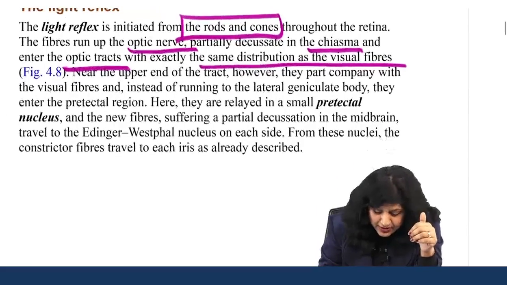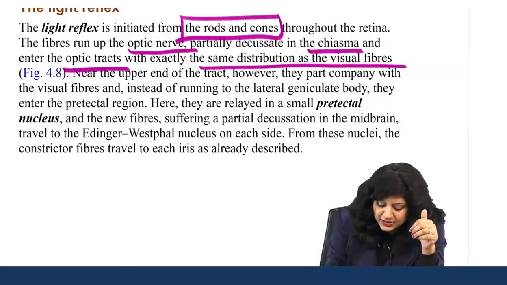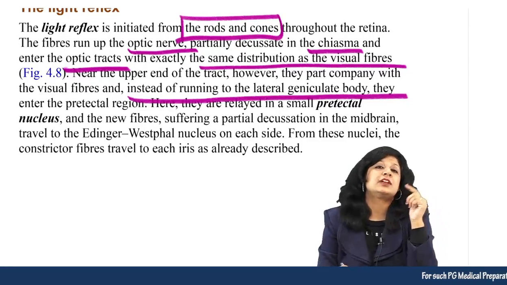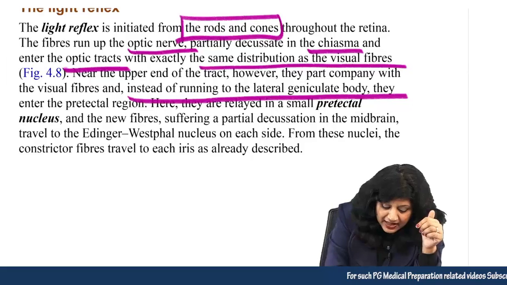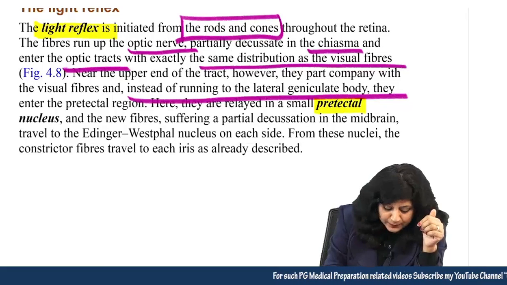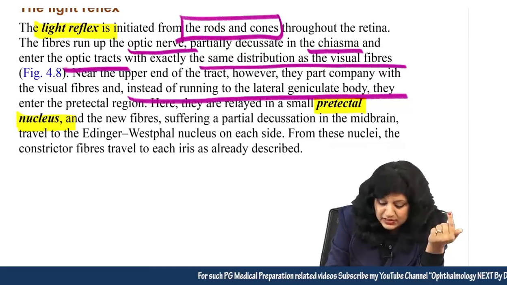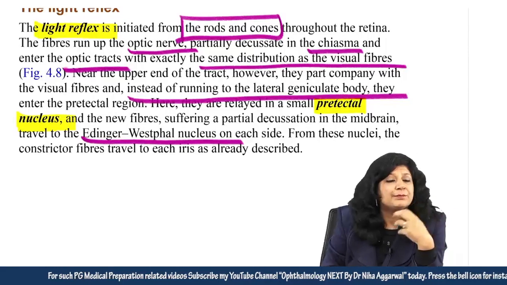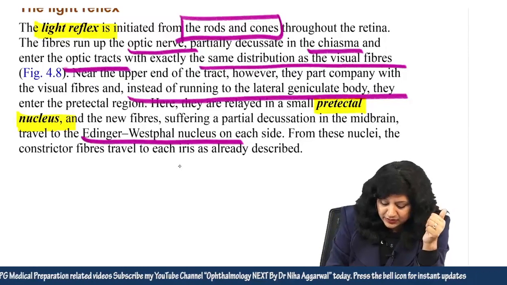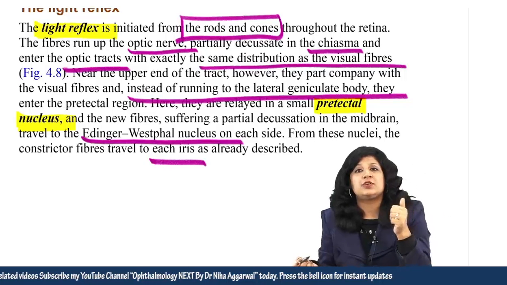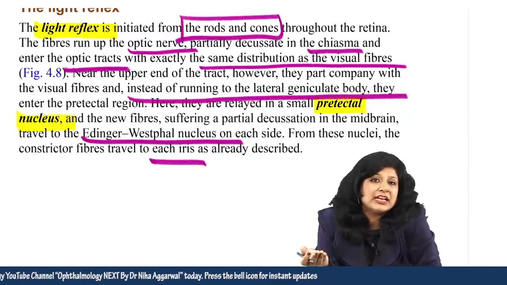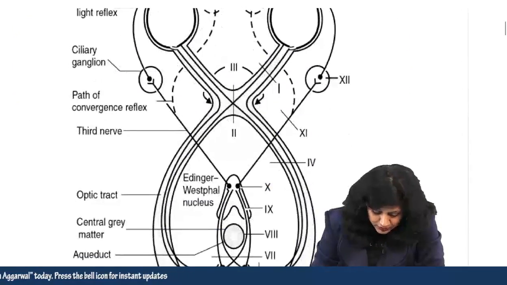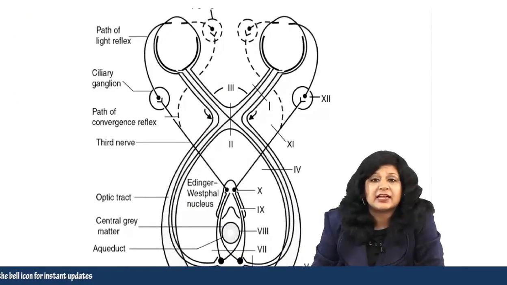Now, from that, instead of running to the lateral geniculate body, we know that the light reflex pathway does not include the lateral geniculate body. Rather, it has got a small pretectal nucleus. From this pretectal nucleus, again, you will have the EW nucleus. From the EW nucleus, the constrictor fibers via the third nerve are going to the iris, so that you already know. So, one important thing is that you do not have the lateral geniculate body, but you have that pretectal nucleus. So the same thing has been shown in the diagrammatic view also.